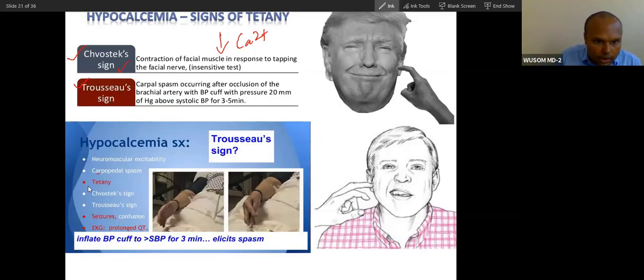Low calcium will cause hyperactivation of muscle, and this phenomenon is called tetany. And there can be ECG changes also. QT interval will be prolonged. So these are the presentations of vitamin D deficiency that lead to hypocalcemia.